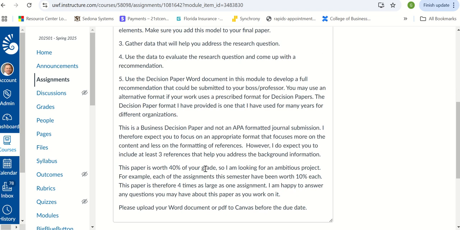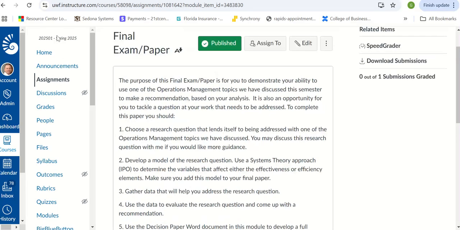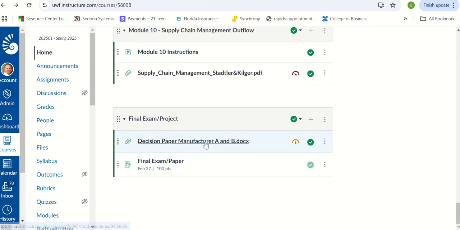And then lastly, this is worth 40% of your grade, which means that since each one of the other assignments were only worth 10, I'm kind of looking at a pretty good amount of energy from you on this one, all right? So with that stated, you get to choose your topic, you get to go find your data, you come up with a recommendation, and then you need to put it in a format like you would put in front of your boss.